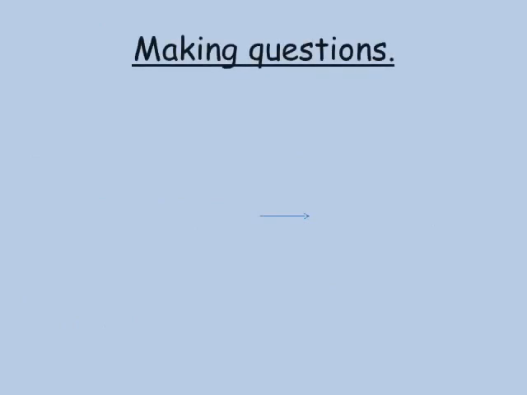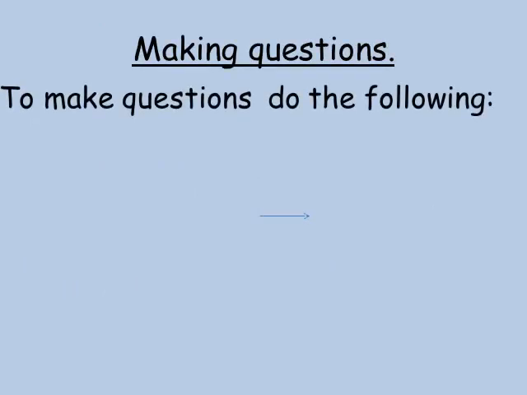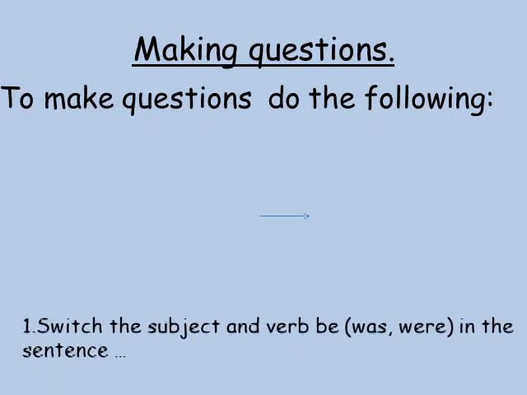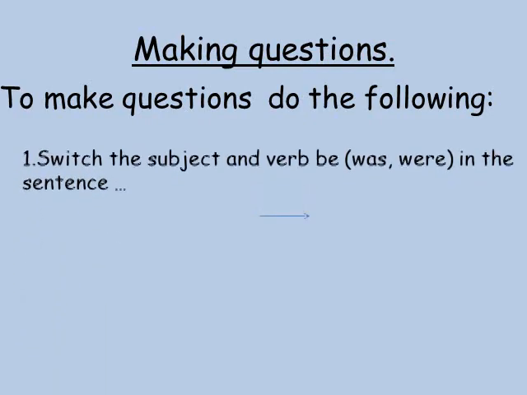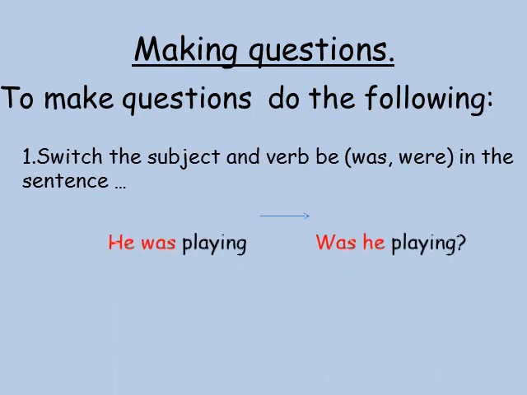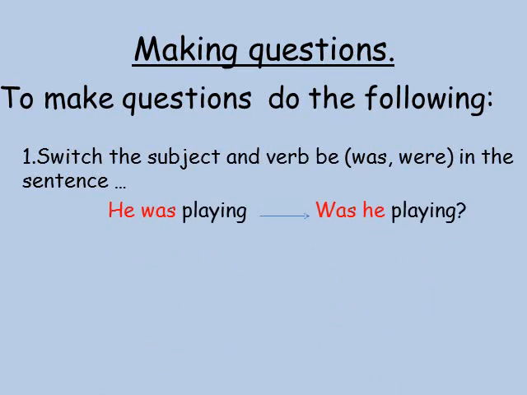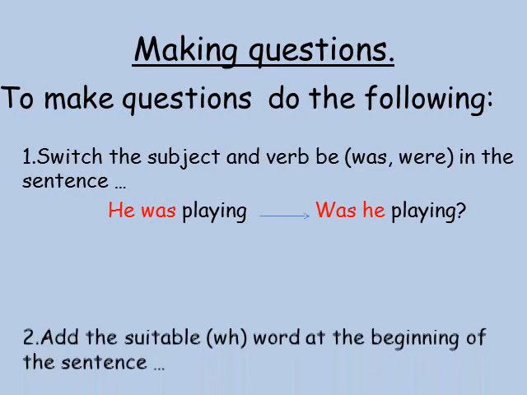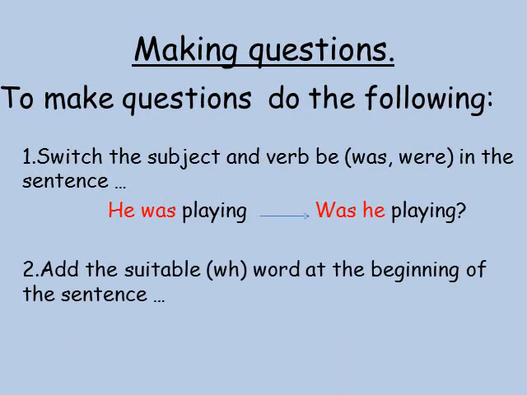Now, let's move to making questions. To make questions, I have two steps. You are going to do the following. First, you are going to switch the subject and verb be in the sentence. Notice this example. He was playing. Was he playing? So far, we just switched. The second step is to add the suitable WH word at the beginning of the sentence. Like in our example, what was he playing?